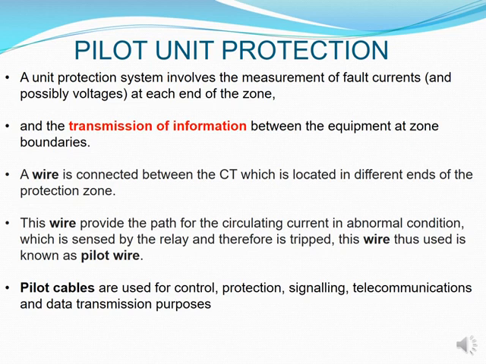And this is how transmission of information gets done between the equipment at our zone boundaries. We have a wire that is connected between the CTs that are sitting at each end of this line. And in that wire, we provide the path for that circulating current that is there under abnormal conditions and sensed by the relay so that the relay can be tripped. And this wire is thus used and it's known as a pilot wire.